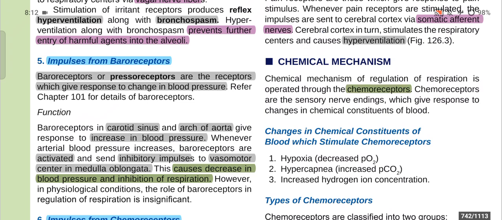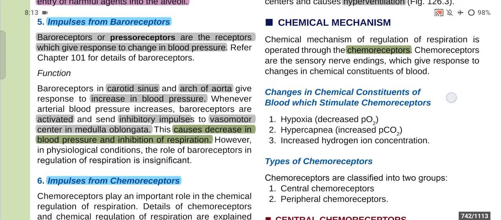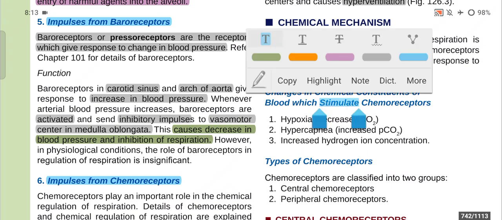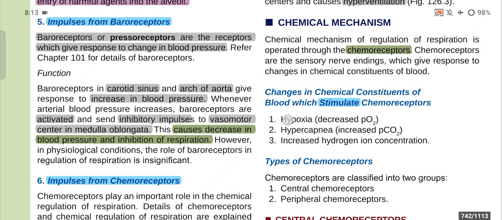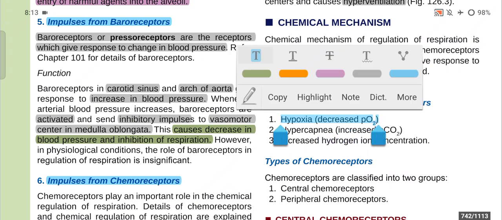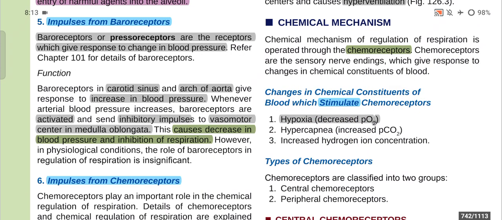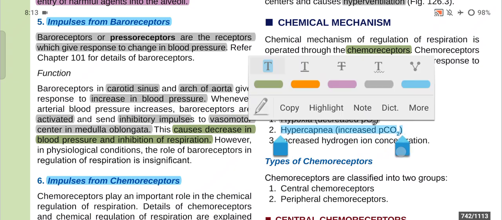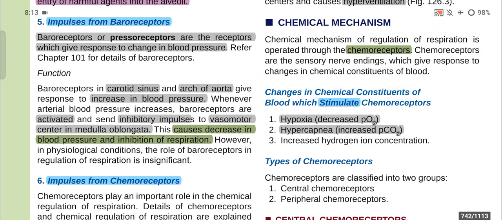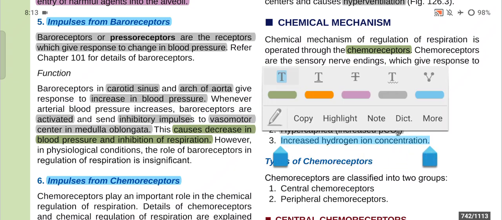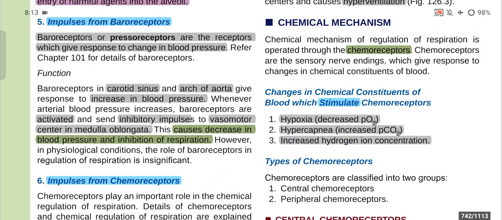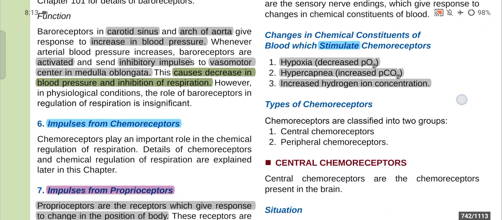The chemoreceptors are the sensory nerve endings which give response to changes in chemical constituents of the blood. What are the stimulants? The first one is hypoxia, which is decreased partial pressure of oxygen. Then hypercapnia, the increased pressure of carbon dioxide. Then the increased hydrogen ion concentration. So these are the stimulants for the chemoreceptors.